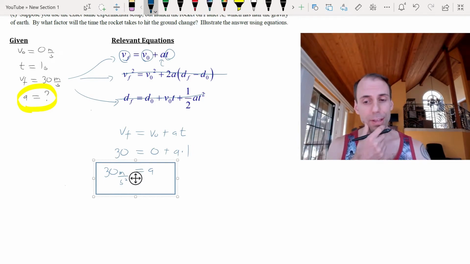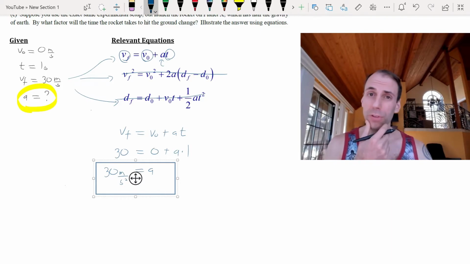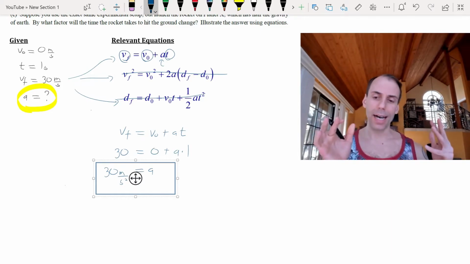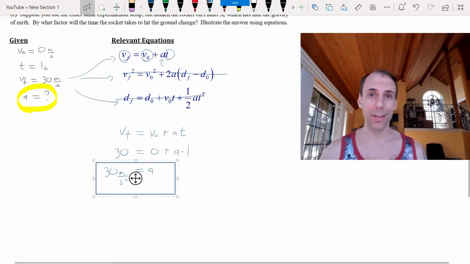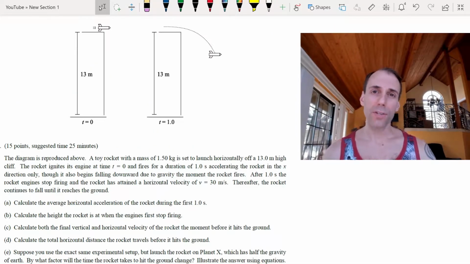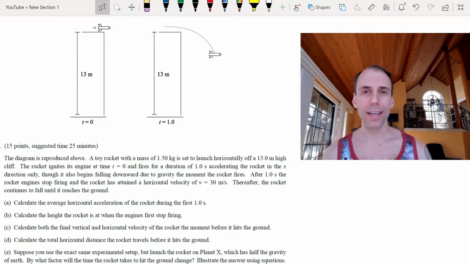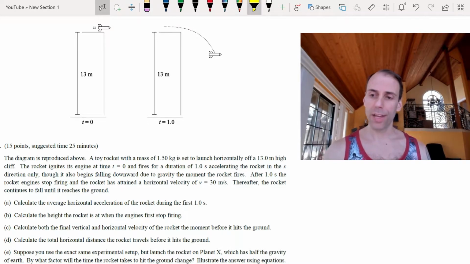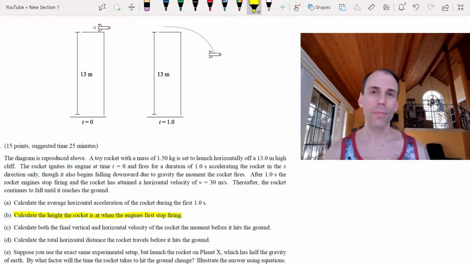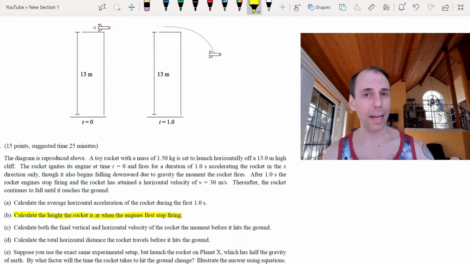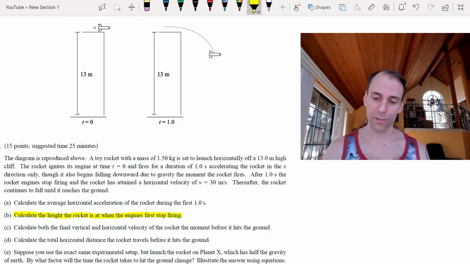So again, pretty straightforward, I'm guessing, for most of you. But hopefully you learned a little bit about a procedure you might be able to apply. They're going to get more difficult. Now let's go on to part B. Okay, so for part B, you're asked to find the height the rocket is at when the engines first stop firing. So, take a moment, understand the problem, and attempt it on your own, and then I will go through my answer.